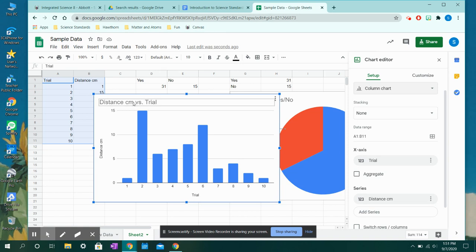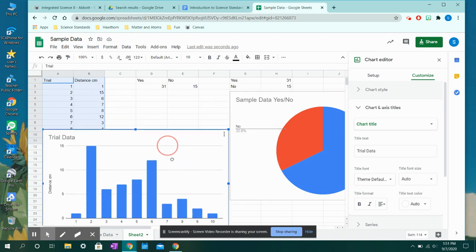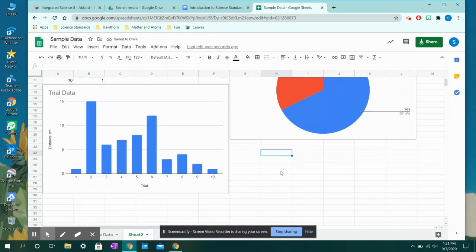If you can see, this one already gave me a title. For distance, I think I'd probably change this, but I'm just going to put trial data again. A few things I want to pull your eyes to when we're looking at this chart: distance in centimeters and our trial. We want to make sure these labels are here so we know what we are looking at, and what units it's in, in this case centimeters. This way we can compare all of our trials. So those are our two basic examples that we can look at.